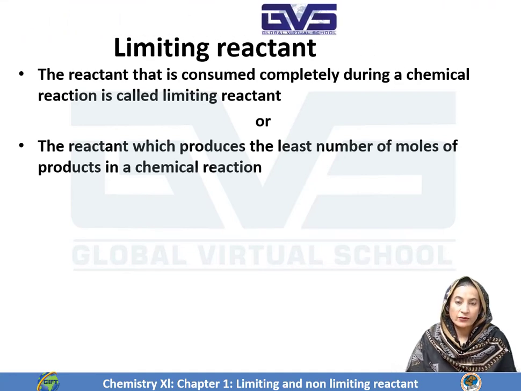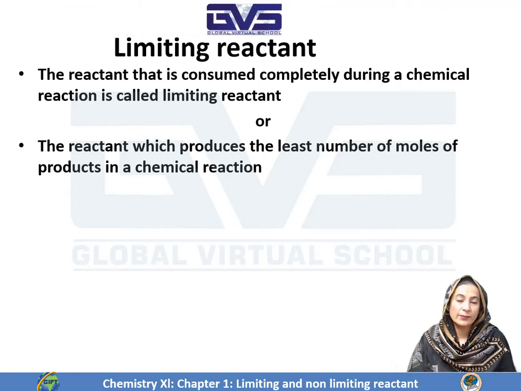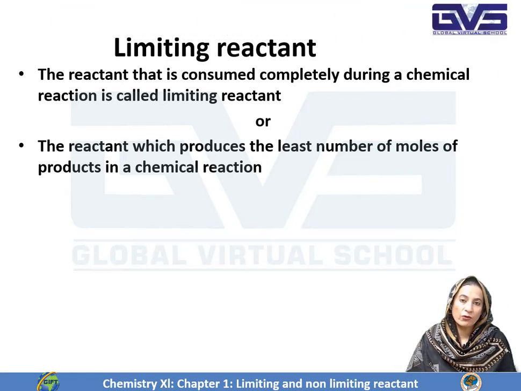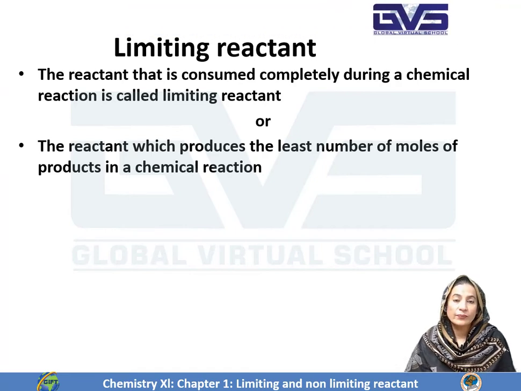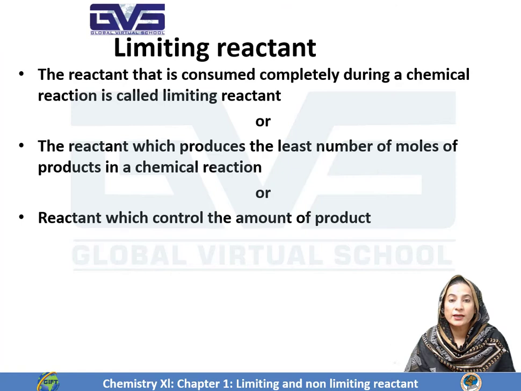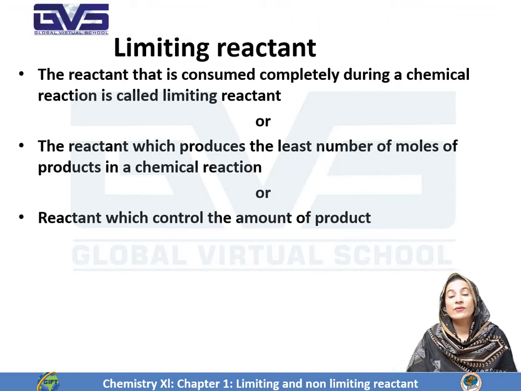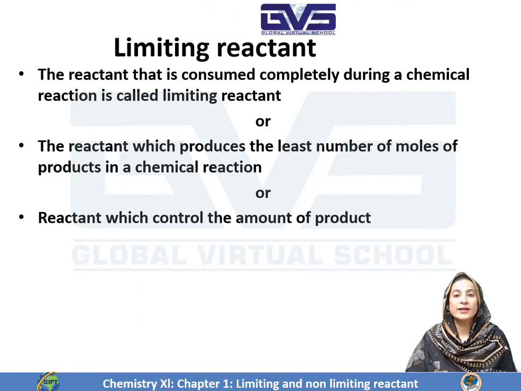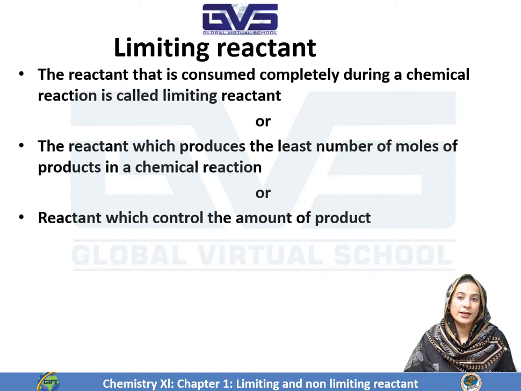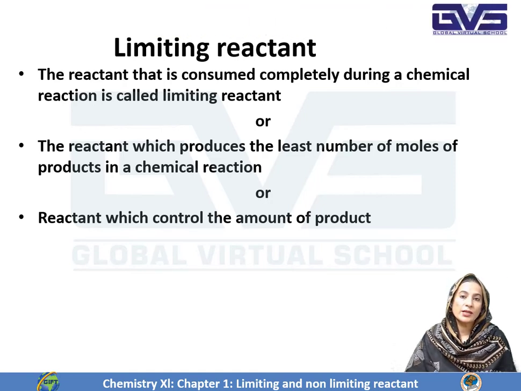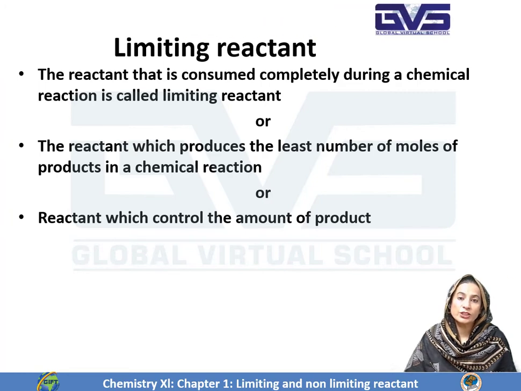So that reactant which produces the minimum amount of product, because when it is completely consumed, there will be no further product formation, will also be called the limiting reactant. Or you can say it is the reactant which controls the amount of the product or controls the reaction, because when one reactant is completely consumed, no more product will be formed. So basically that reactant is controlling the amount of product formation.